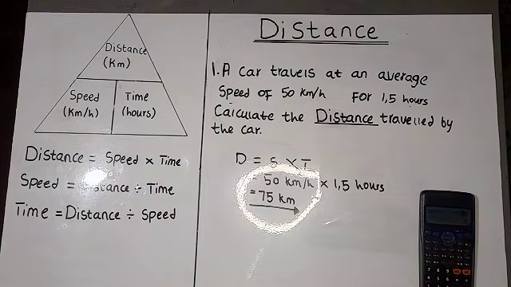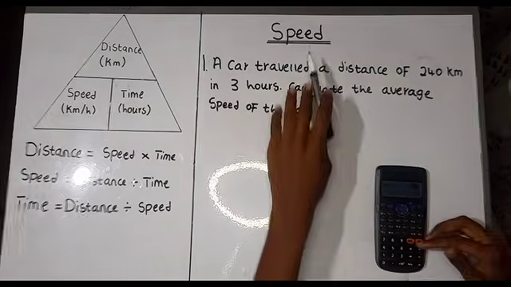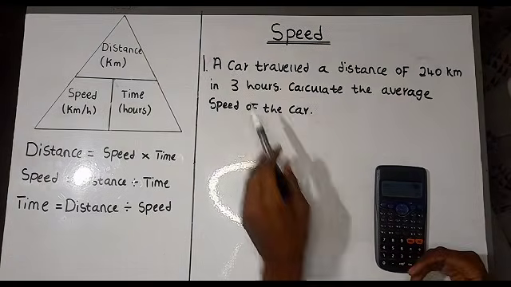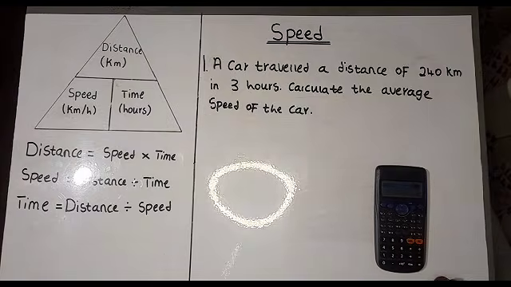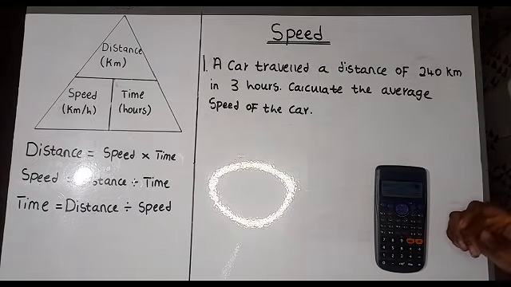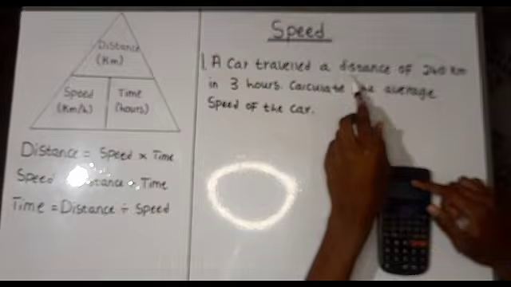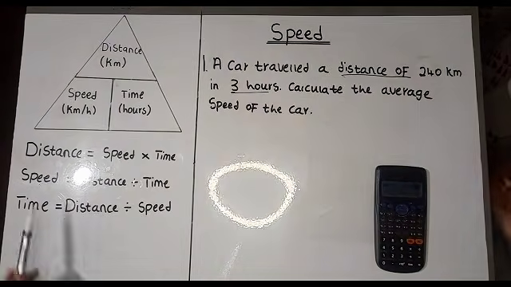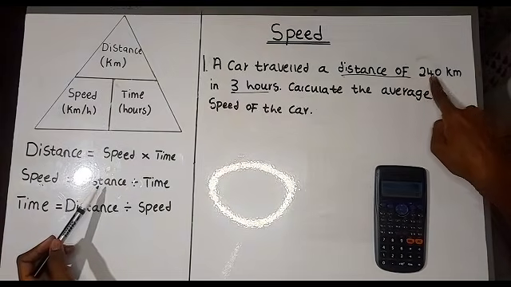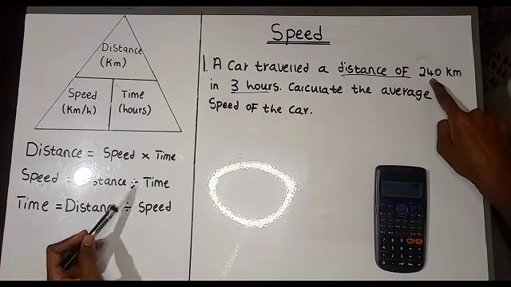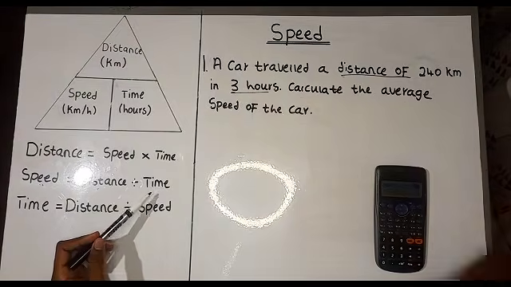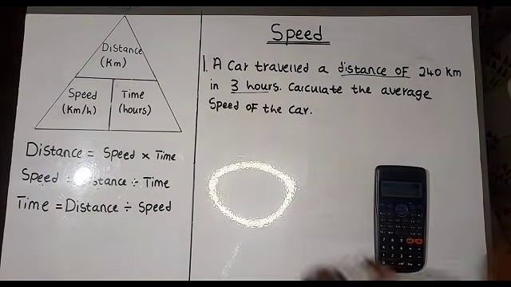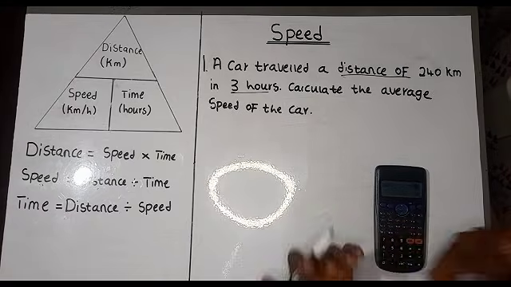Now let us go to speed. We are now going to look at speed. The question says that a car traveled a distance of 240 kilometers in 3 hours. Calculate the average speed of the car. When we calculate speed, we have been given a distance and we've also been given time. So these are the things that we need. Speed equals distance divided by time. We do have distance, which is 240 kilometers, and we do have time, which is 3 hours. So now we look. We have been given everything in the required units.